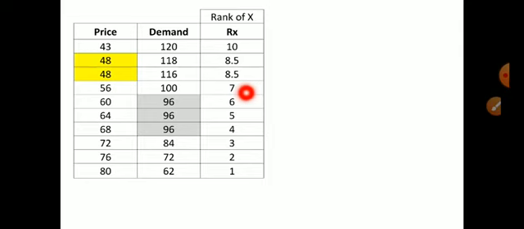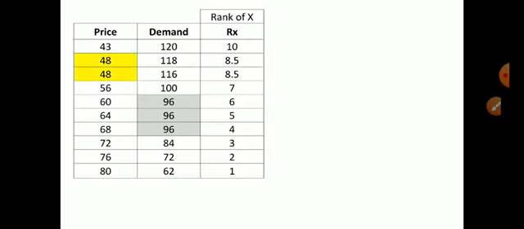But what is happening is, rank number 8 and rank number 9 are both the same value, that is 48. What we are going to do is take the arithmetic mean of rank number 8 and rank number 9. What is the arithmetic mean? 8 plus 9 divided by 2. That's why we'll be taking the ranks as 8.5 and 8.5. That means the 8th rank and 9th rank are done. What is the next rank remaining? It is rank number 10, and we assign rank number 10 for 43.